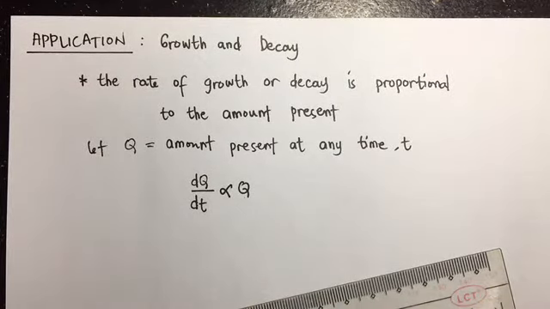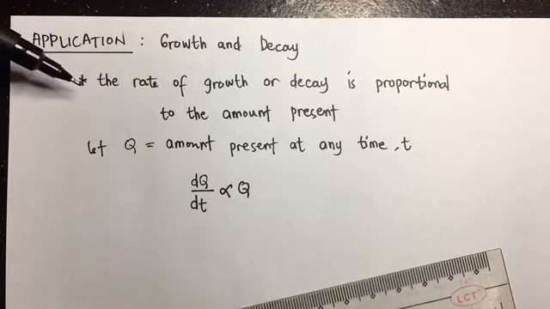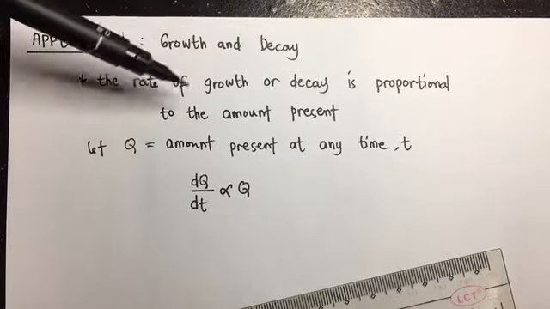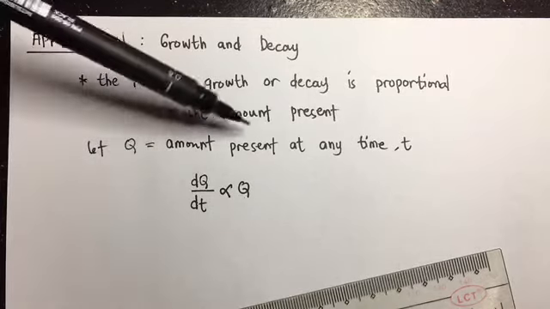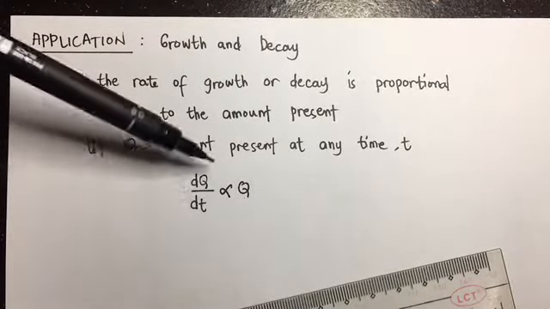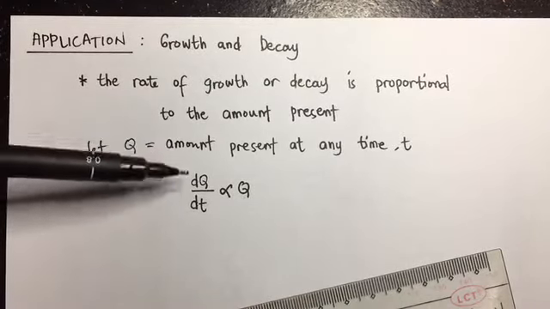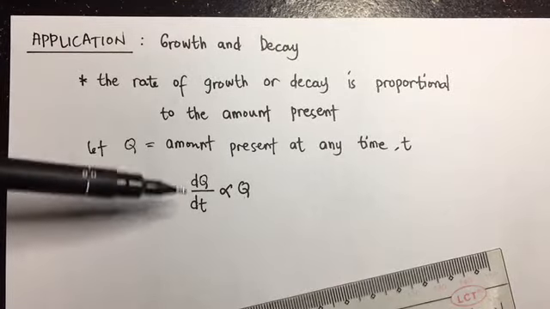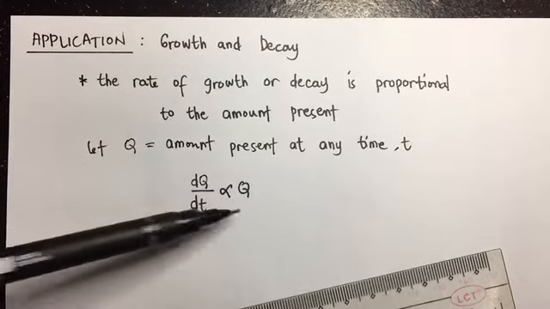So this is not general, I mean, this is not universal. But most of growth and decay problems follow this law, or this condition, that the rate of growth or decay is proportional to the amount present. So if we let Q be the amount present at any time t, then dQ over dt, this derivative, is the rate of change of Q, which is the amount present at any time, with respect to t. So the rate of change of the amount present is directly proportional to the amount present. So what does this mean?